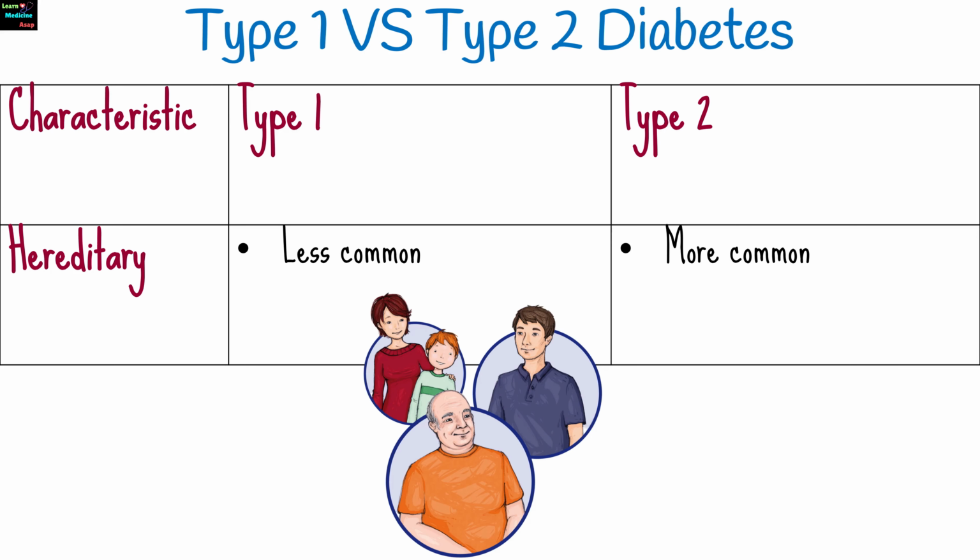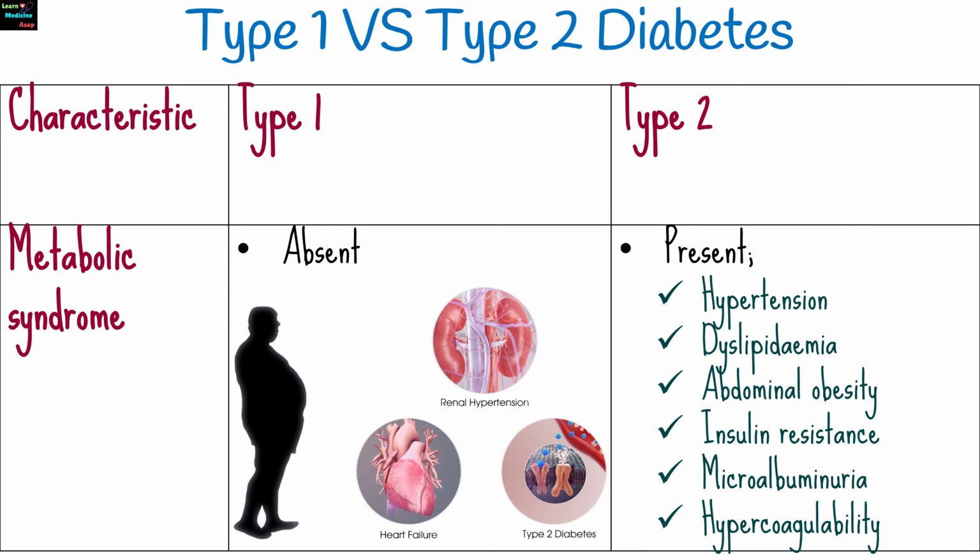The risk of genetic inheritance is less common with type 1, while type 2 diabetes has a stronger link to family history and is considered more hereditary than type 1. In type 1 diabetes, metabolic syndrome is absent, while in type 2 diabetes, metabolic syndrome presents as a cluster of cardiovascular disease risk factors, including hypertension, dyslipidemia, abdominal obesity, insulin resistance, microalbuminuria, and hypercoagulability.